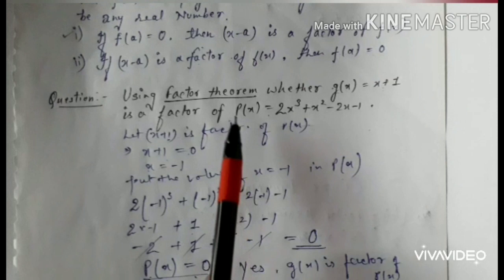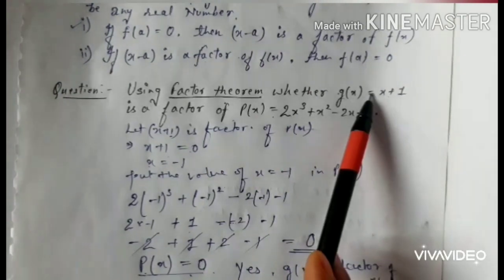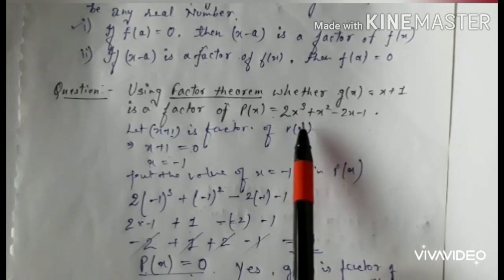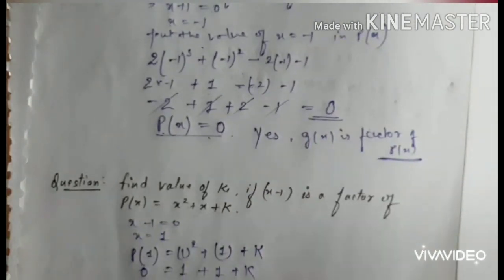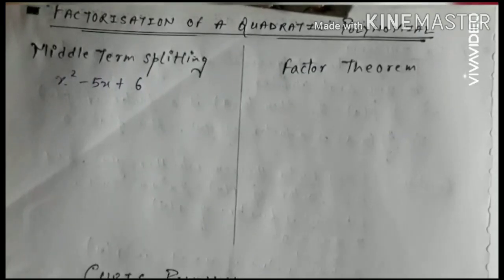First thing is whether you will check that the first polynomial is a factor of the other one or not. And the second one is how to find the value of any other variable. This is your factorization of a quadratic polynomial. Earlier you have studied about the factor theorem. Now, factorization of a quadratic polynomial.